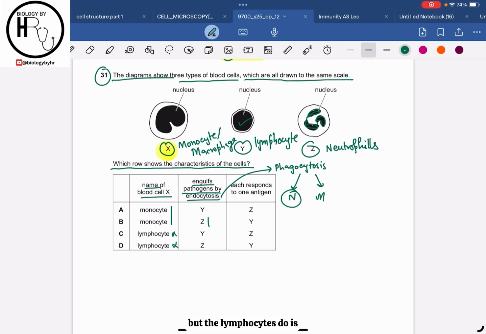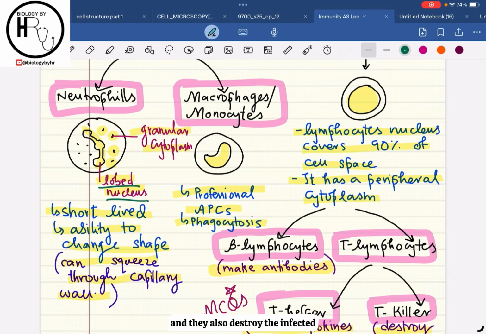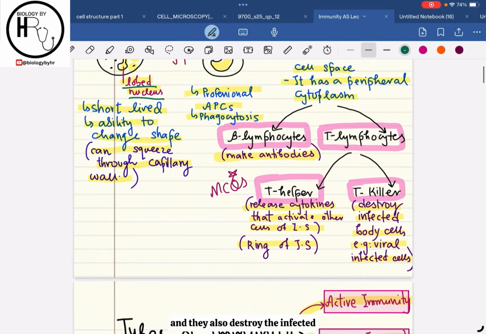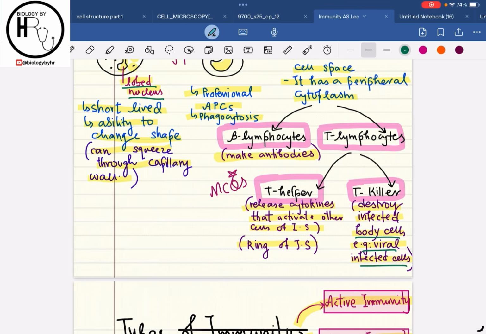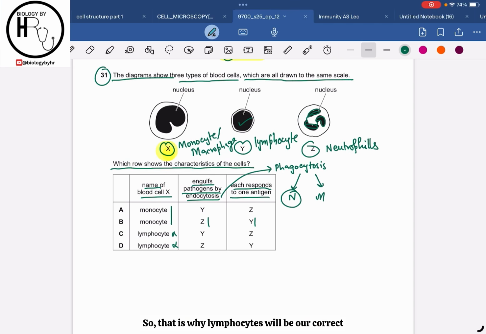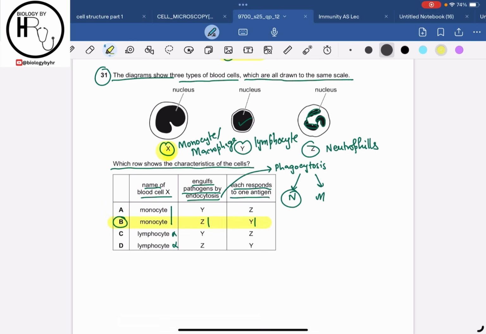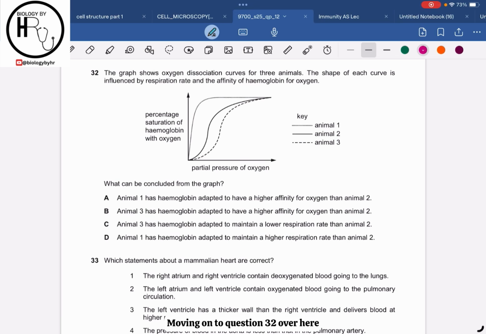What the lymphocytes do is that they respond to the antigens, right? They release the cytokines and they also destroy the infected or the viral body cells by basically reacting with the antigens. So that is why lymphocytes will be our correct answer for this option, that each responds to one antigen is the lymphocyte. So hence the correct answer over here would be option B. Moving on to question 32 over here.